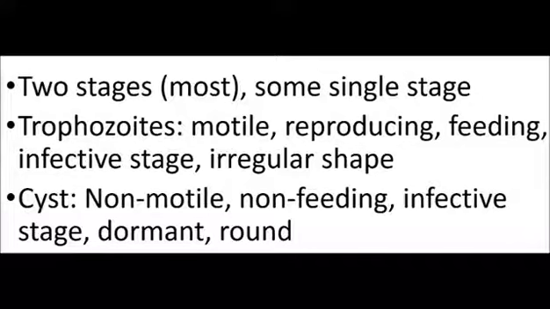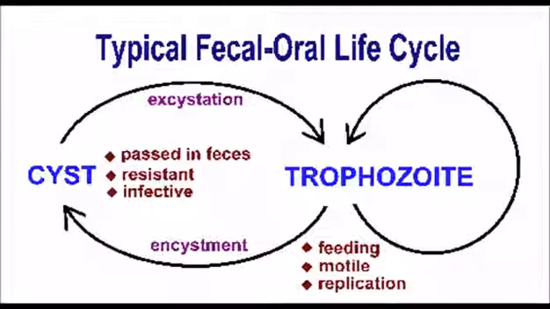And it's typically in an irregular type shape. Then there's the cyst stage, which is the non-motile, non-feeding, infective stage. It's dormant and is typically round. This next diagram just gives you a demonstration of the trophozoite, how it encysts to become a cyst, it's passed in the feces, and it excysts. And that's what you typically see with the intestinal amoeba that we're talking about today.